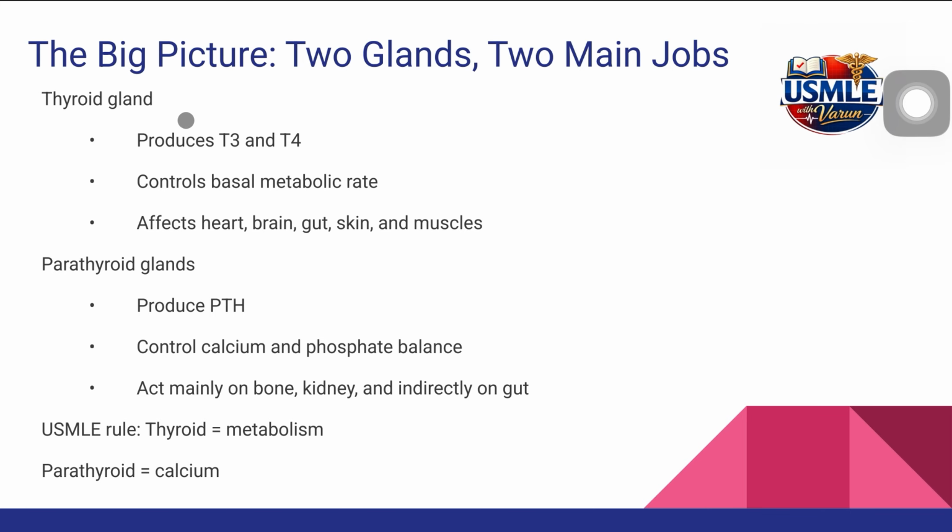The thyroid gland mainly produces T3 and T4, which regulate metabolic rate and affect almost every organ. Whereas a parathyroid gland produces parathyroid hormone, which regulates calcium and phosphate in our body. A simple rule to remember is that thyroid maintains the metabolism, whereas parathyroid maintains the calcium levels in our body.